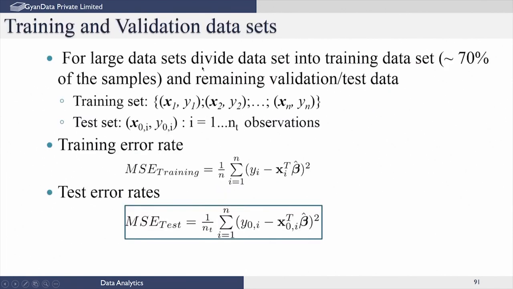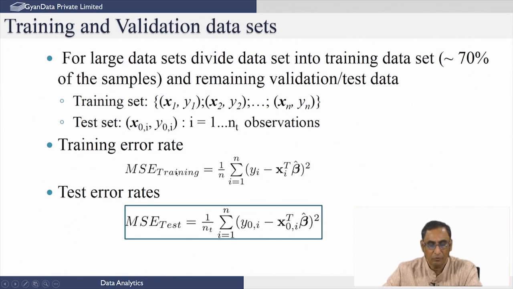If you have a large data set, then you can divide it into two parts, one used for training, typically 70% of the data samples, and the remaining you set apart for validation. Let us call the samples that you use for training (x1, y1), (x2, y2) and so on, where x represents the independent variable and y the dependent variable. The validation set we will denote by the symbols x0i and y0i, where there are NT observations in the validation set. As I said, if you have a large number of samples, you can set apart 70% for training and the remaining 30% for validation.